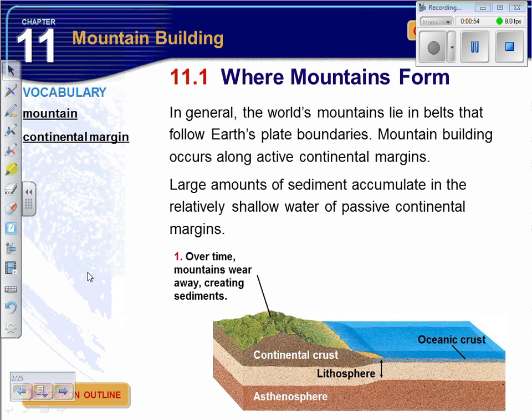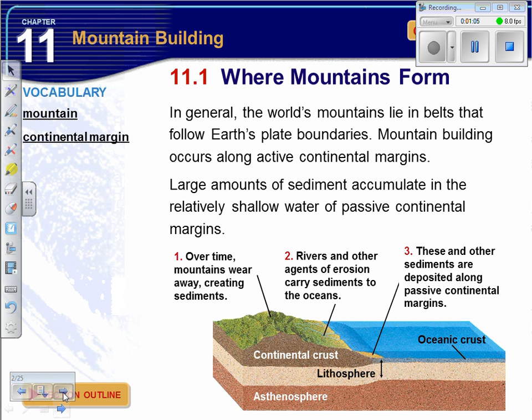Over time, mountains wear away, creating the sediments. Rivers and other agents of erosion carry the sediments to the oceans. These and other sediments are deposited along passive continental margins.